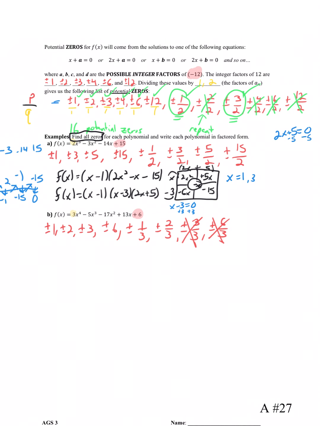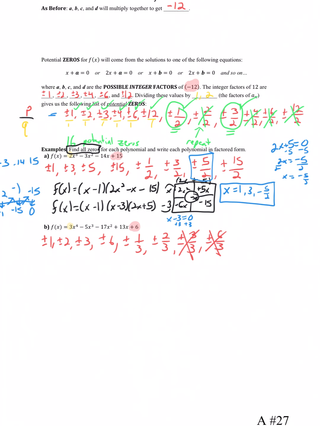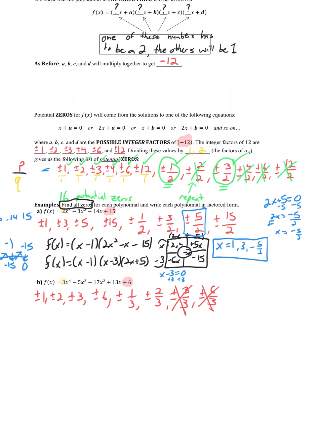We subtract 5 from both sides. 2x equals negative 5. Divide both sides by 2, and we get x equals negative 5 halves. There it is. And that was one of our possible zeros, which is good. That checks out. So this is one important thing I wanted to mention: we talked about no fractions when we were in factored form.